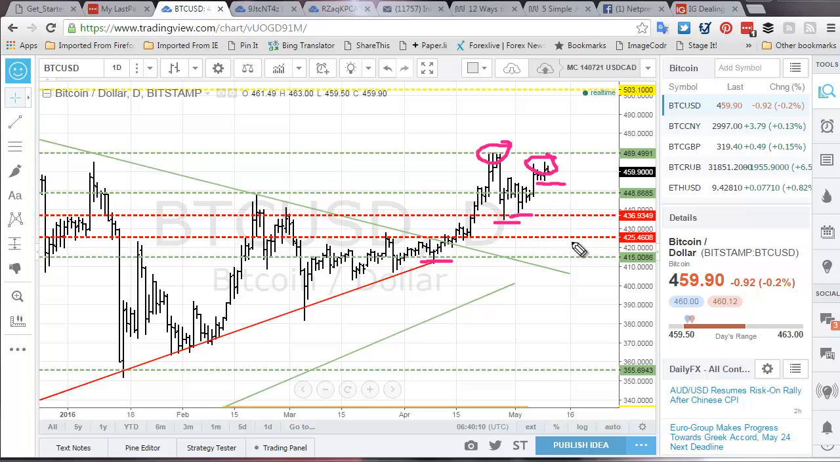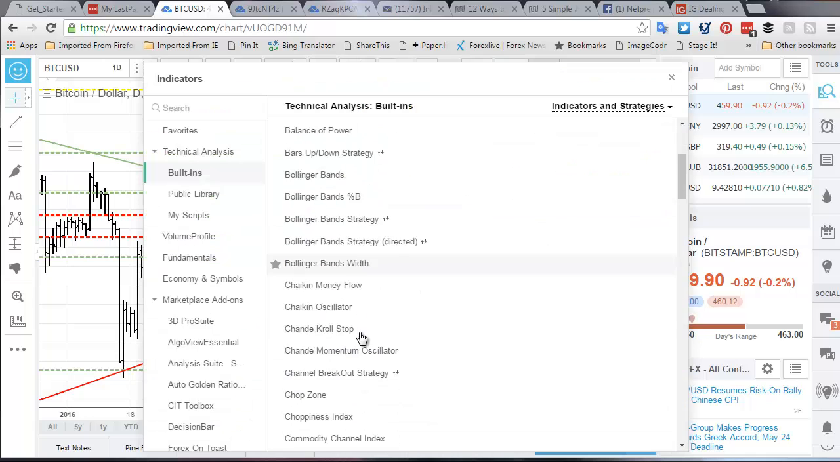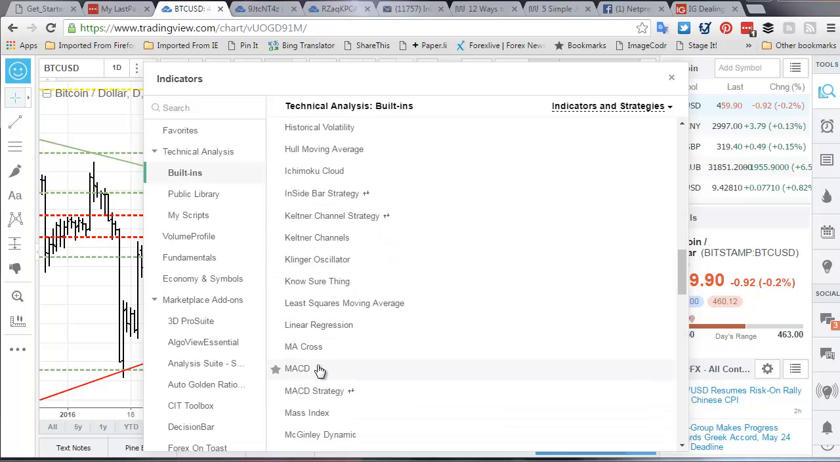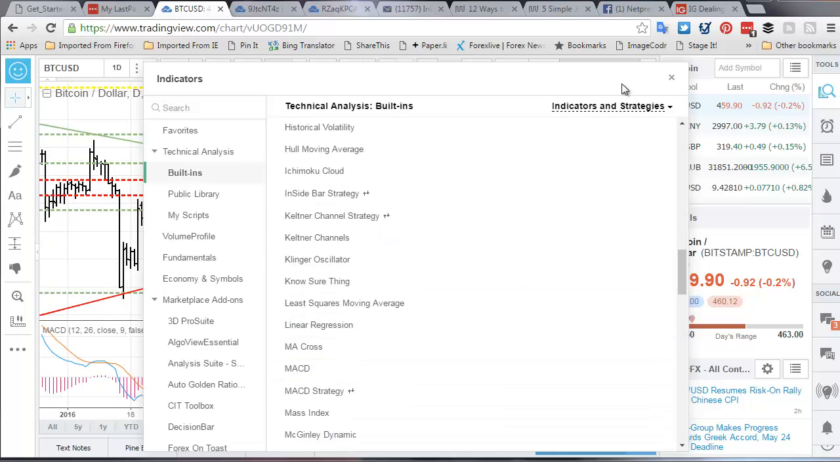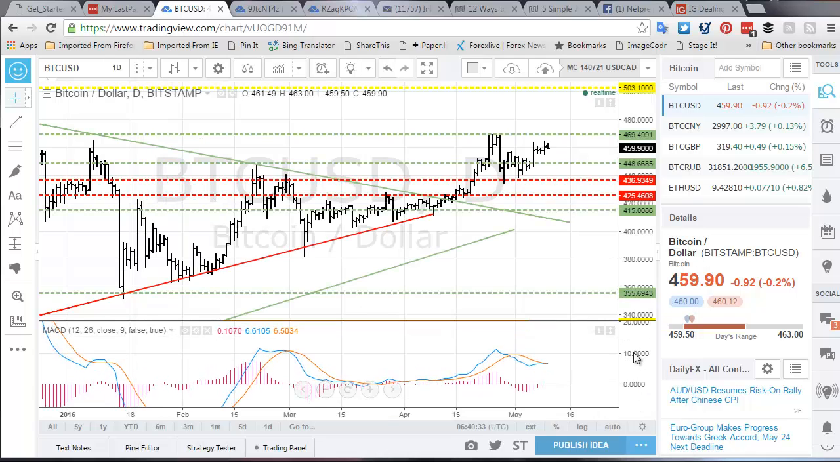Now, to be consistent with what we've done in the past, it's always a good idea to have a look and see what the momentum indicators are telling us. It's also a refresher on some of the techniques. And so the first one, as always, is MACD.